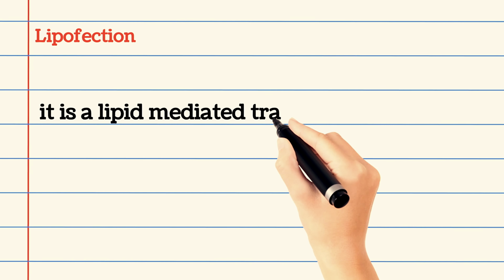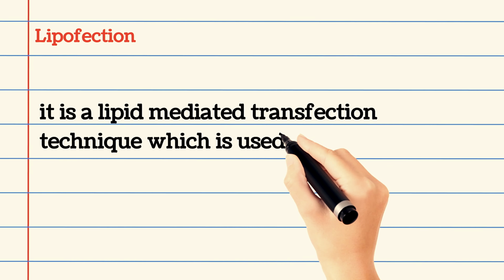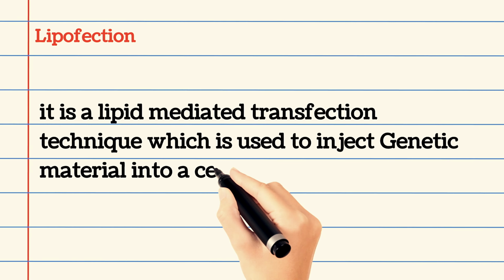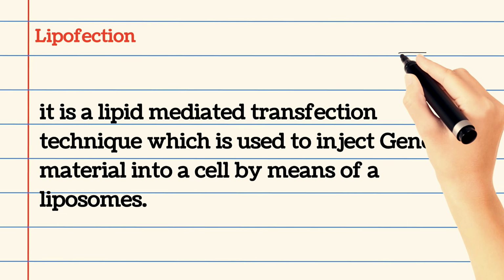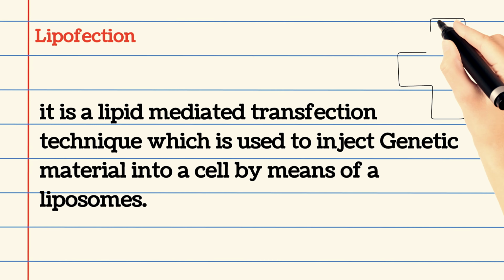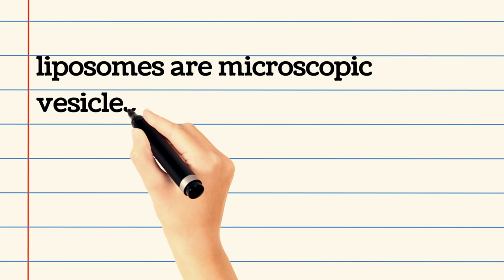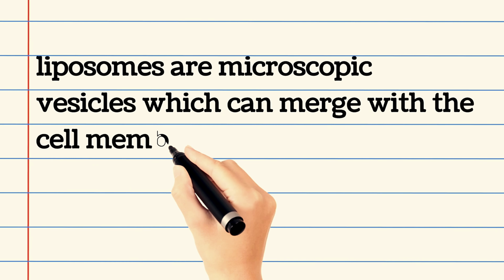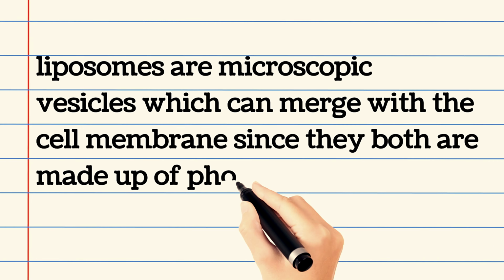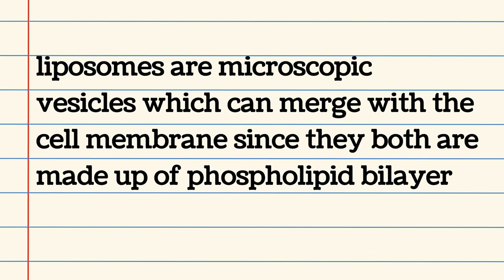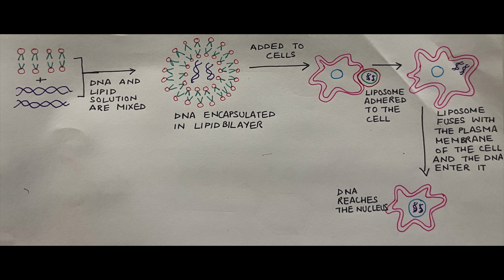Lipofection. This is a lipid mediated transfection technique which is used to inject genetic material into a cell by means of liposome. Liposomes are microscopic vesicles that can easily merge with the cell membrane since they both are made up of phospholipid bilayer. As you see in the diagram, we have a lipid solution that is positively charged and the DNA having negative charge. We mix them both.